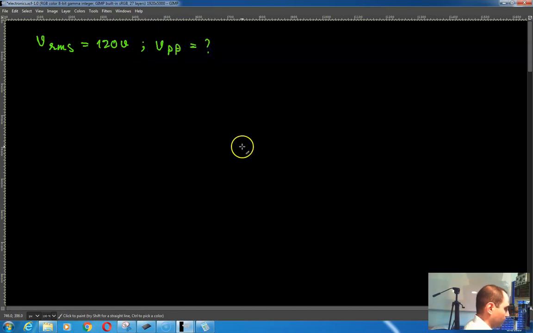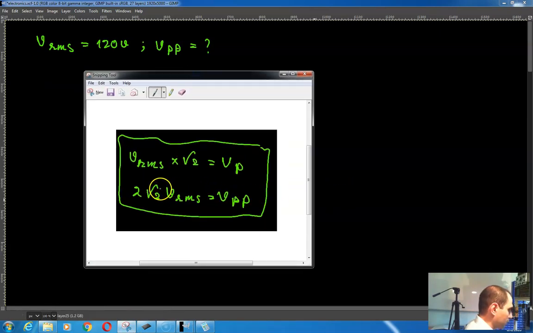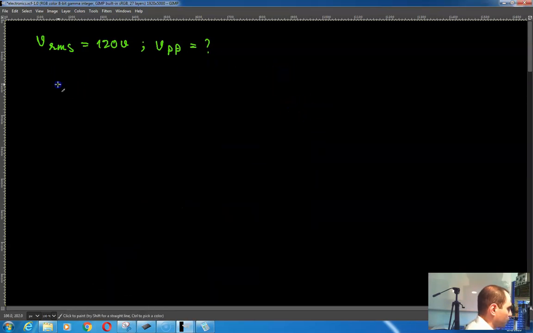Okay, then basically suppose that you have a V of RMS as, for example, 120 volts, and you want to find the peak to peak voltage. V of PP. So over here again we had a relationship between the RMS voltage and peak to peak voltage, and we said that 2 square root of 2 V of RMS is equal to V of PP, right?